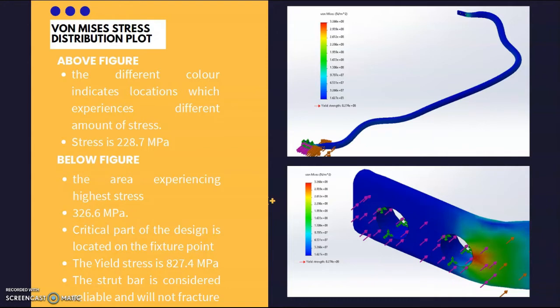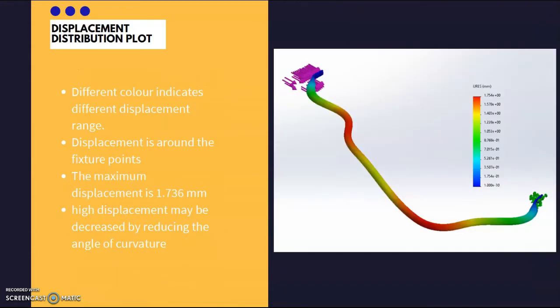Running the simulation, we can analyze the strut bar using a von Mises stress distribution plot. Different colors indicate different amounts of stress acting on each location. We found that the area experiencing the highest stress, which is around 326.6 megapascal, is located around the fixture point of the strut bar. So we can look at the displacement distribution plot.